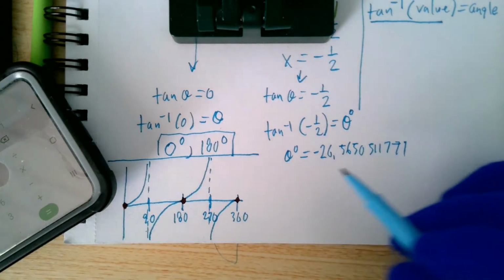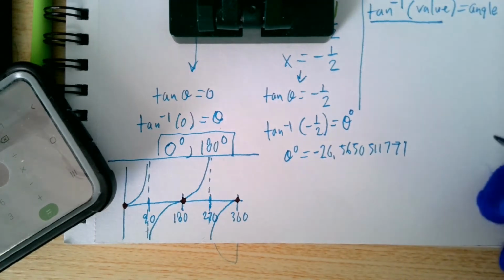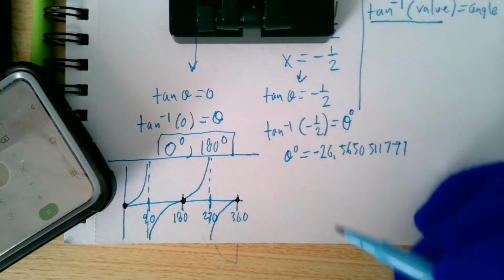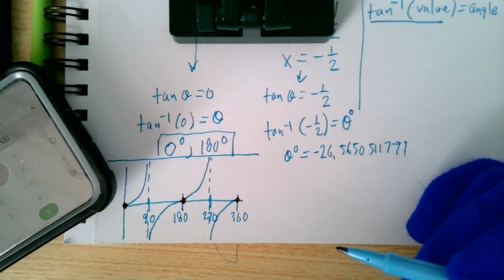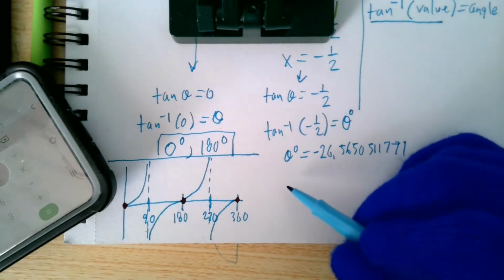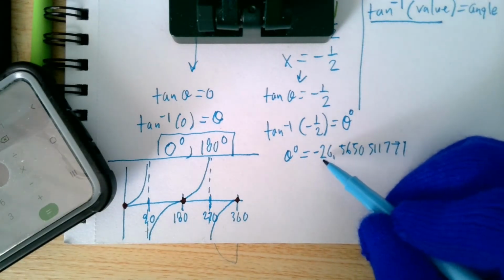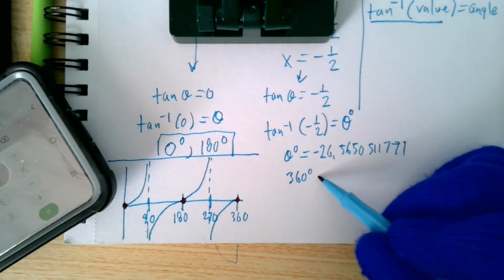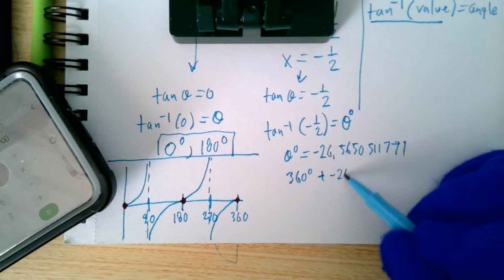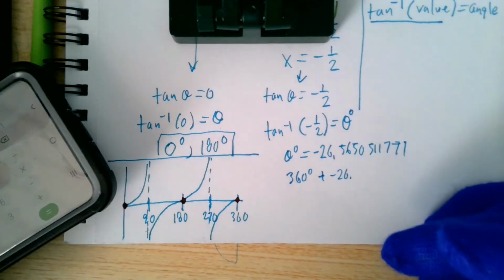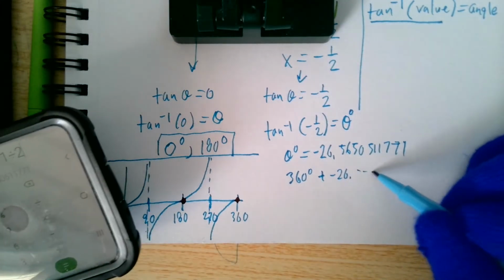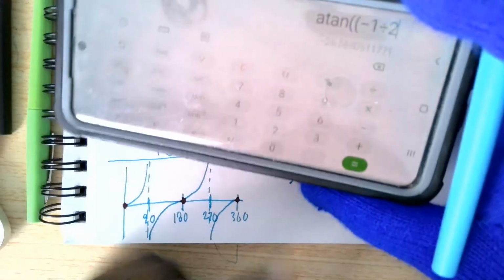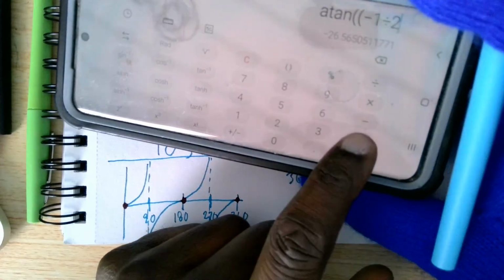They said from 0 to 360. So what I need to do is find a coterminal angle. See how all the skills are coming together? So, coterminal angle. If I'm in quadrant 4 and I got a negative, I'm just going to do 360 degrees plus negative 26 point such and such. And since it's already in my calculator, I'm not going to have to write it out. I'm just going to add 360 to that to get my coterminal angle.